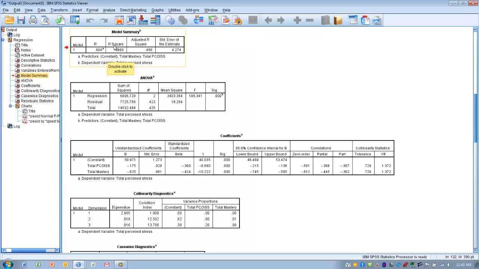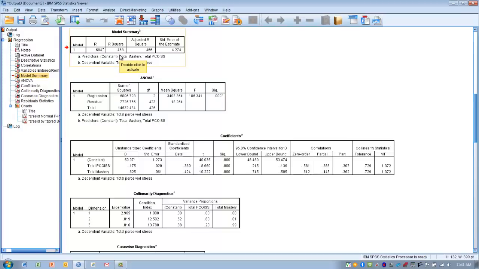Now this value right here tells us how much of the variance in the dependent variable, perceived stress, which is our outcome, is explained by the model. So we've got our two variables, mastery and that PCOISS variable. So we want to know how much those two variables explain stress level. So in this case, the value is 0.468, as you can see here.